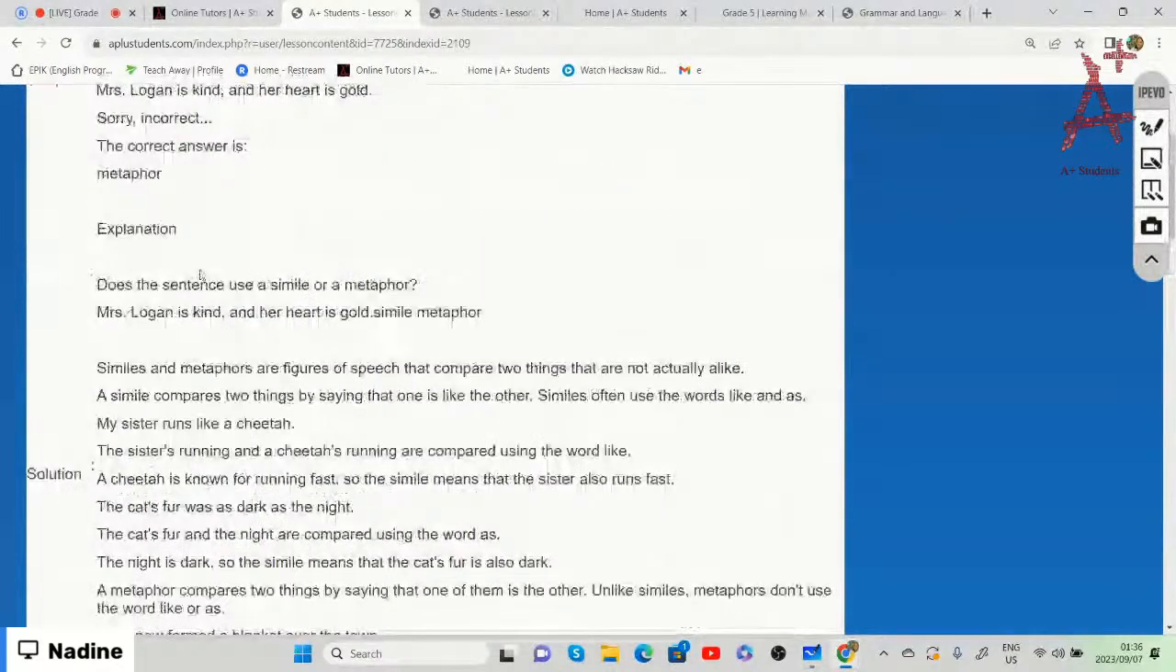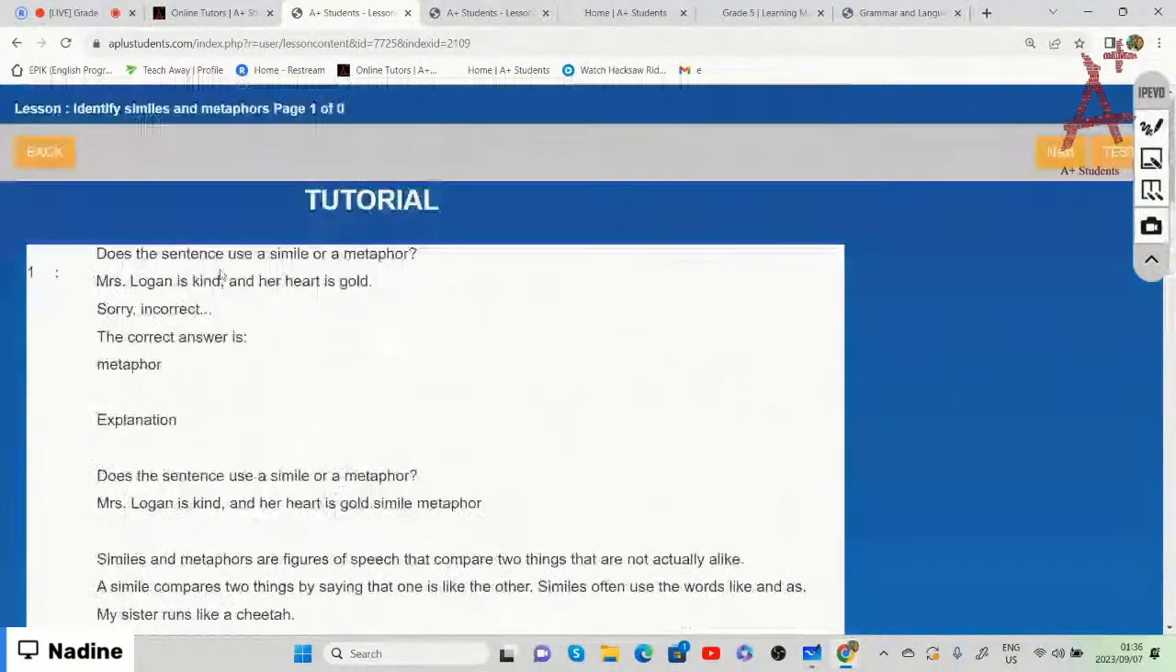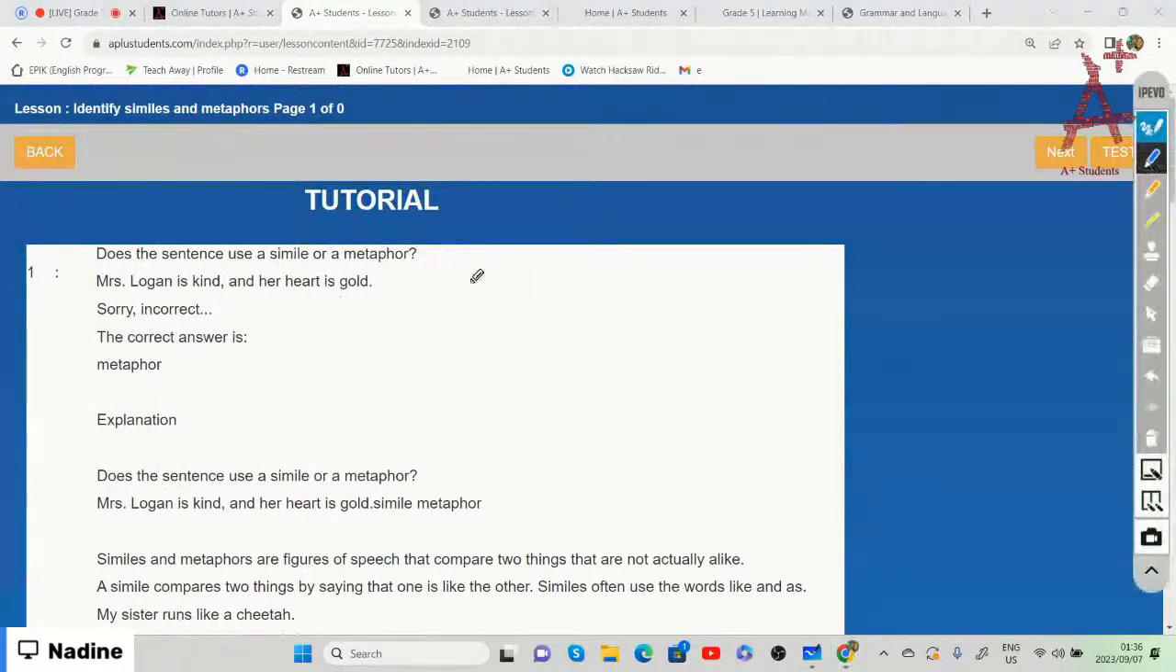So now we need to say if the sentence is a simile or a metaphor. Miss Logan is kind and her heart is gold. So here we can say this is a metaphor. Miss Logan is kind and her heart is gold.